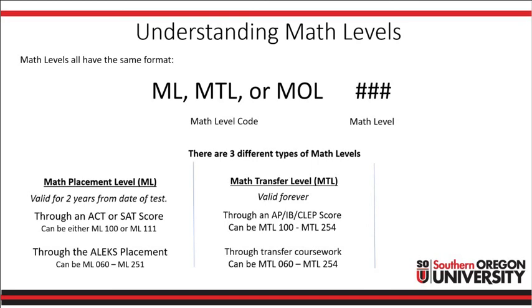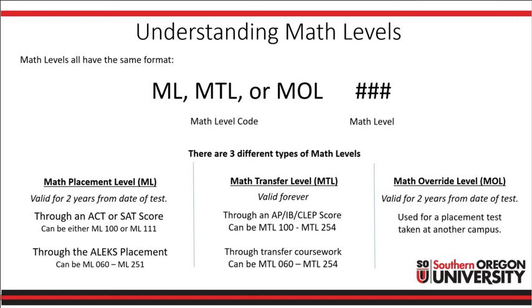But lastly is the math override level. This is a fairly rare one to see, but if you see it, it's most likely because you took a placement test at another campus and then transferred that score to SOU to be used for math placement here. It is also valid for 2 years from the date of the actual test.